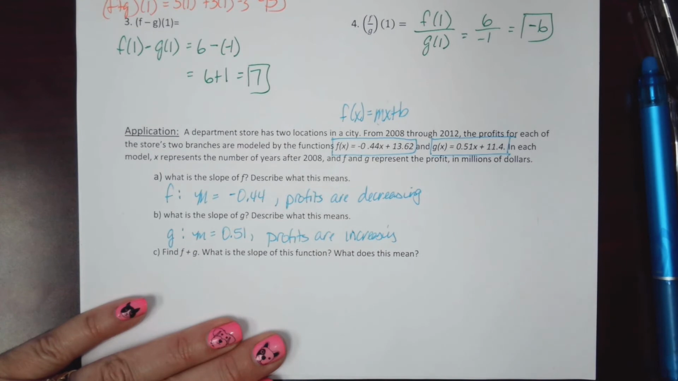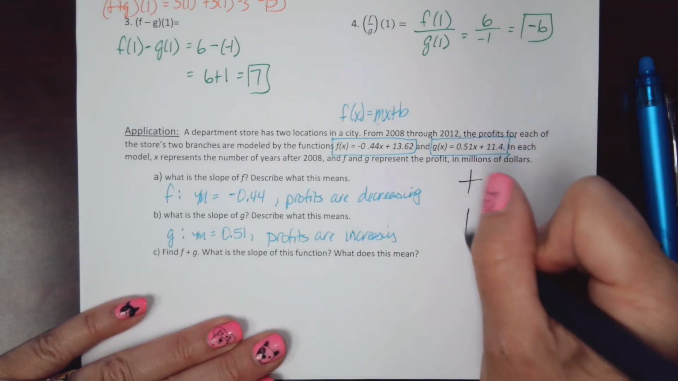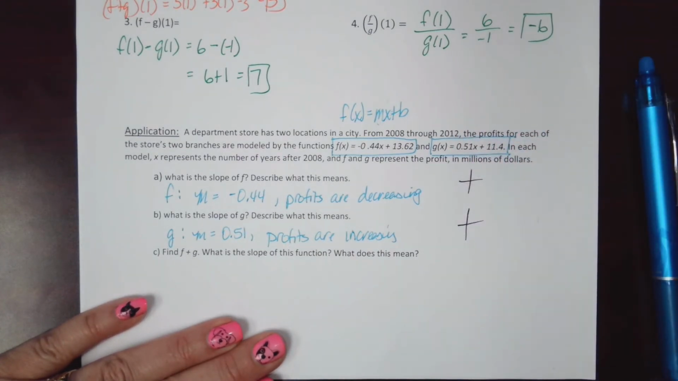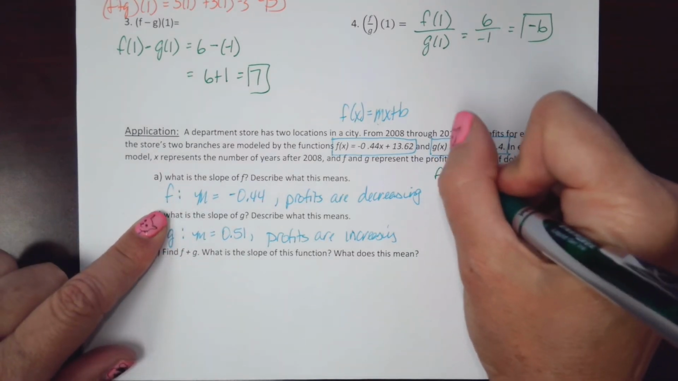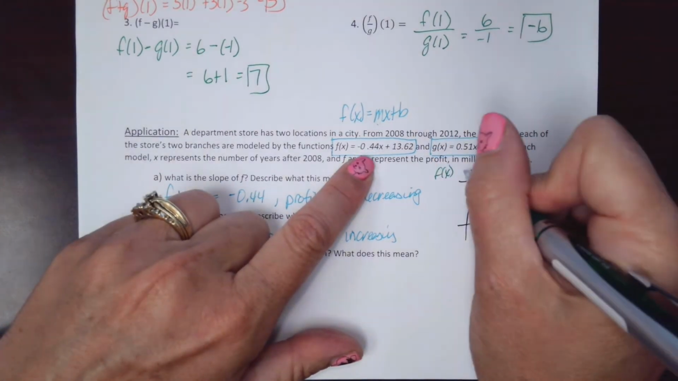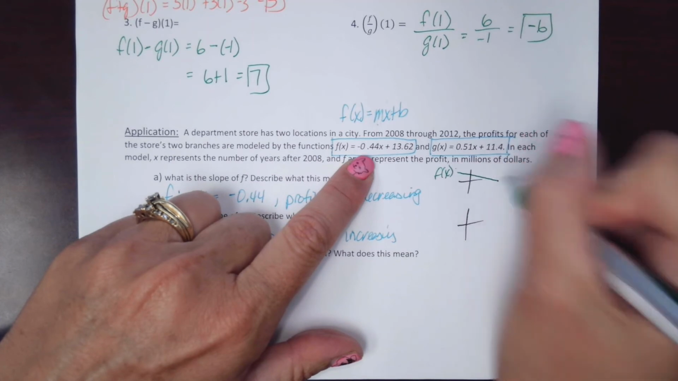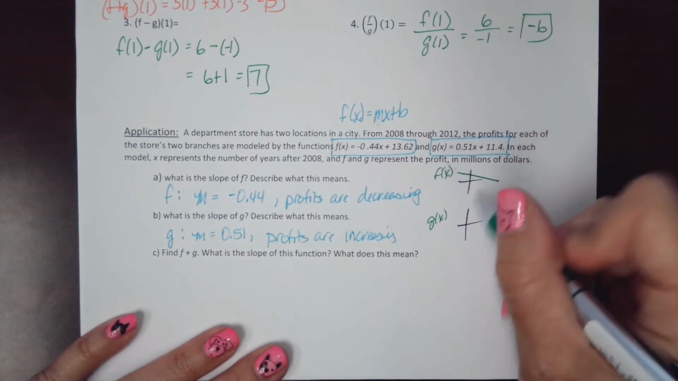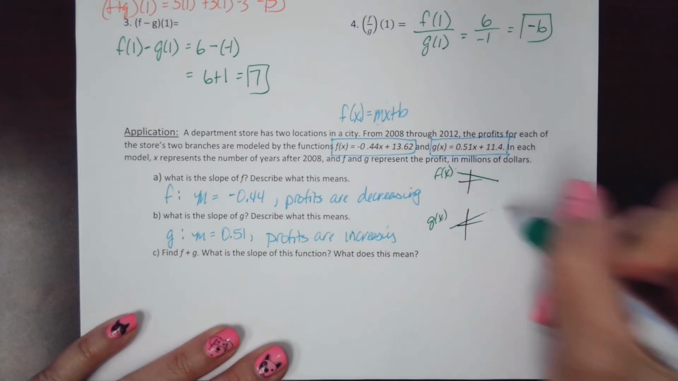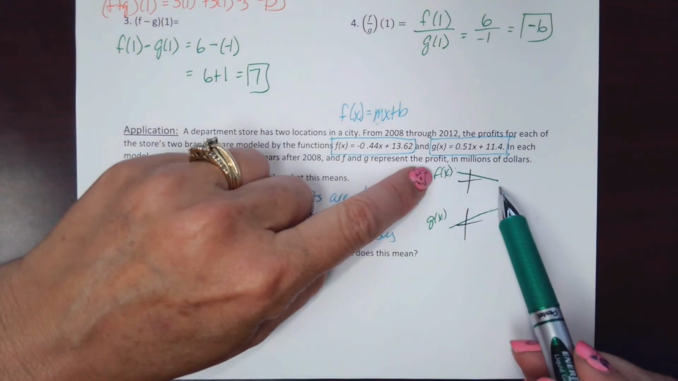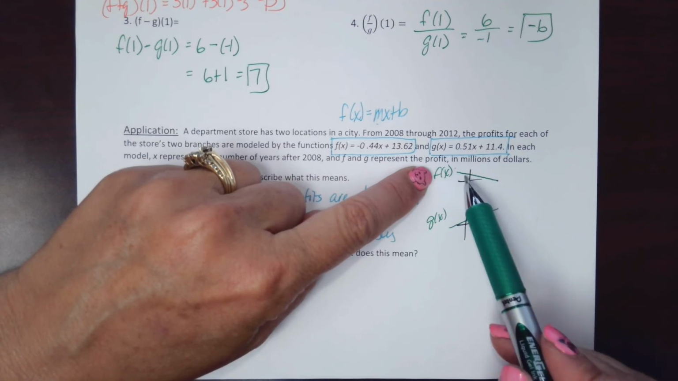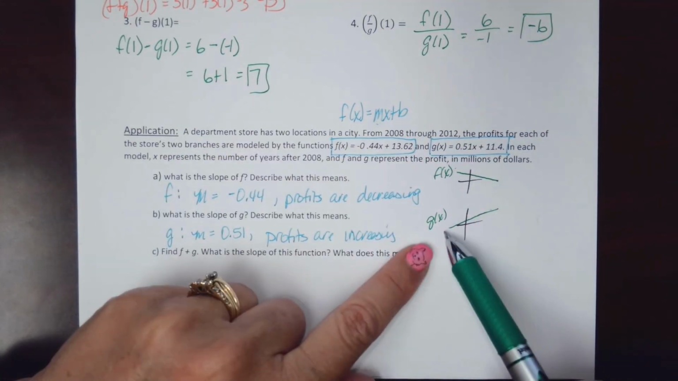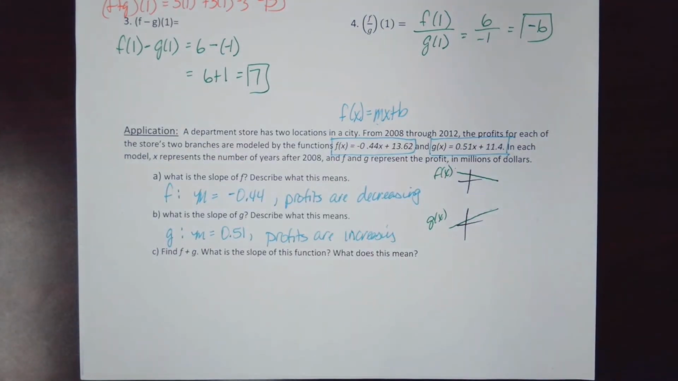So in general, if I want to think about it, and I'm not doing values, but in general, if I graphed f of x, it has a negative slope, so my profits are going like that. And if I wanted to graph g of x, it has a positive slope, so my profits are doing like this. So now this store may still have profits, it's just that they are becoming less and less each year. The second store, the profits are growing each year.